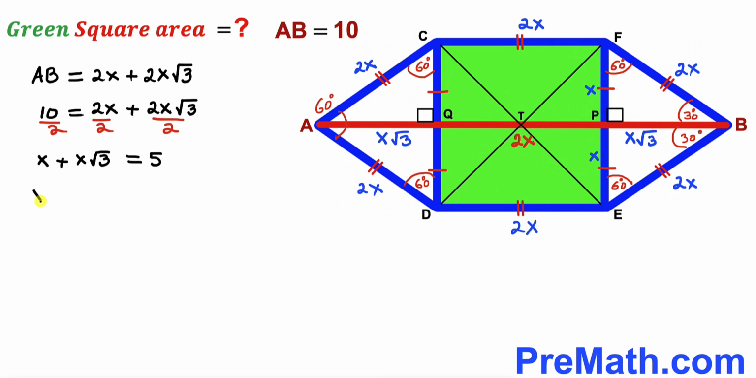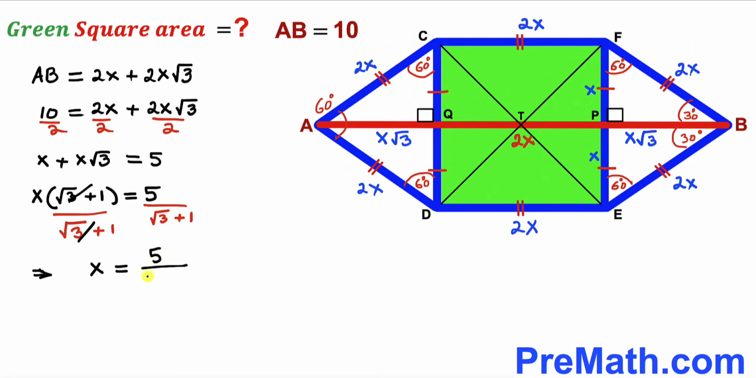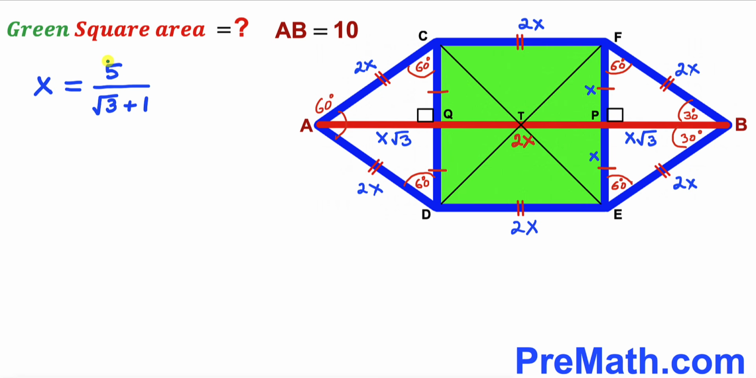So therefore I can factor out x and we end up with x times the square root of 3 plus 1 equals 5. And now I'm going to divide both sides by the square root of 3 plus 1 to isolate x. So therefore our x value simply turns out to be 5 divided by the square root of 3 plus 1.